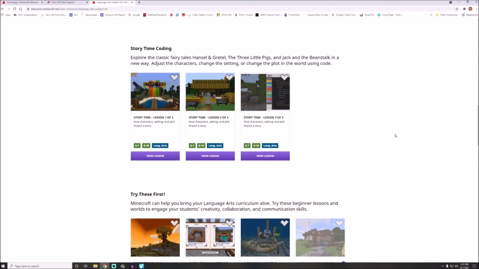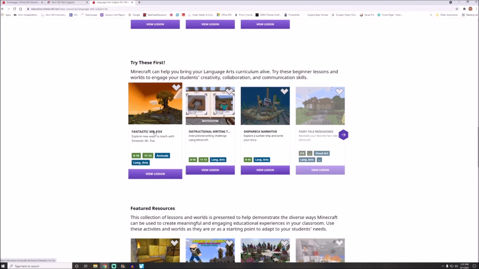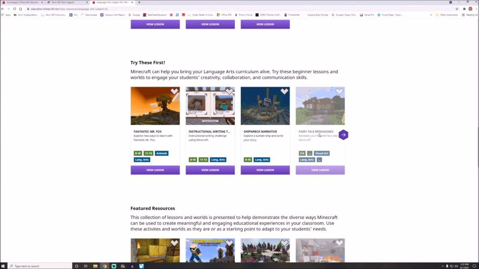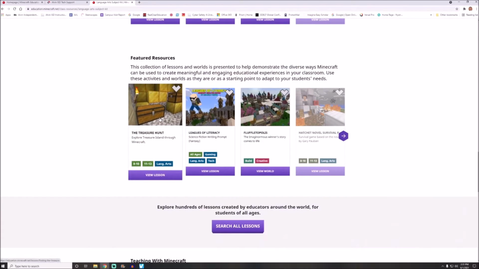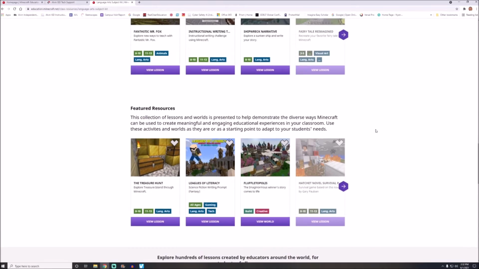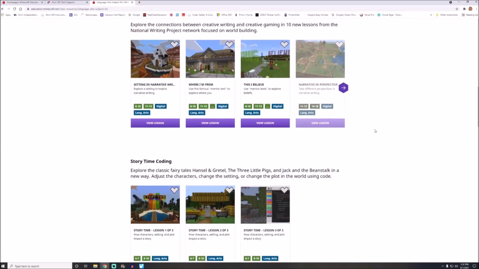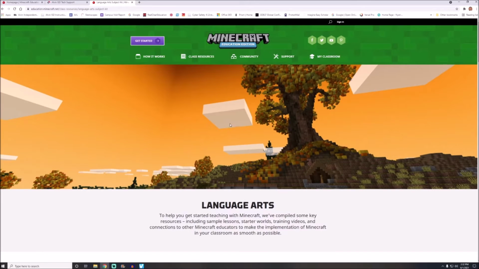There's Storytime Coding. There are some suggestions to try these first if you haven't taken a look at any of the other lessons. And there's Fantastic Mr. Fox and Fairy Tale Reimagined are both lessons that I've glanced at that are pretty interesting. And then you'll always see at the end of each of the categories, you'll see some featured resources. And so you can see, for a language arts teacher, there are a few things to look at immediately. And if you want to search by specific keywords, that's also a possibility.